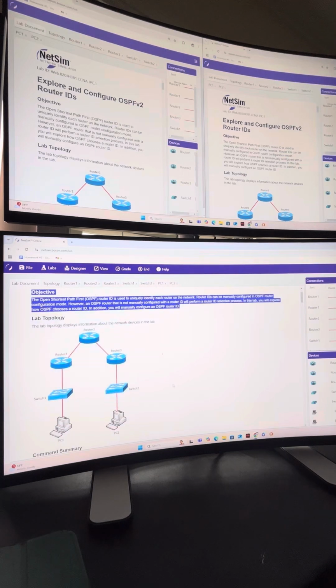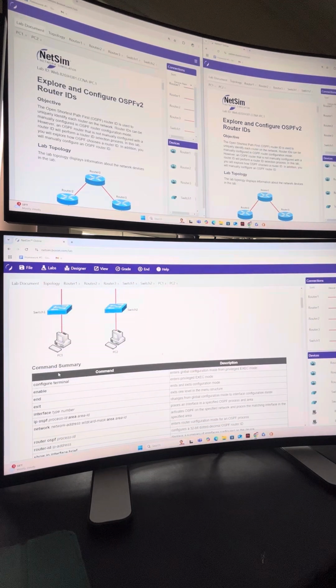So if we take a look at our lab topology, we have 3 routers, each connected via an Ethernet cable. And we know that OSPF is a layer 3 protocol. It's actually a routing protocol. So we're going to be dealing with these 3 routers throughout this lab when we're dealing with OSPF. We have 2 layer 2 switches, switch 1 and switch 2. And then we have our PCs down here, okay?